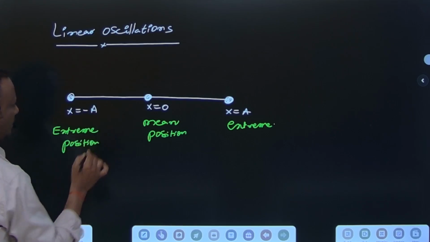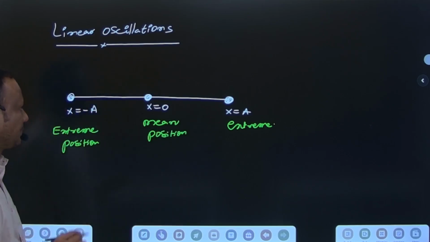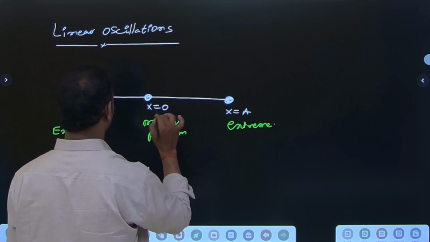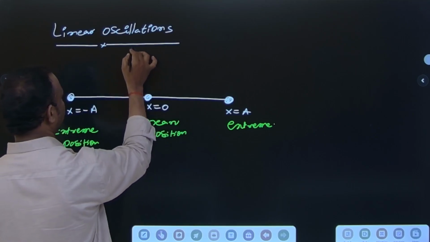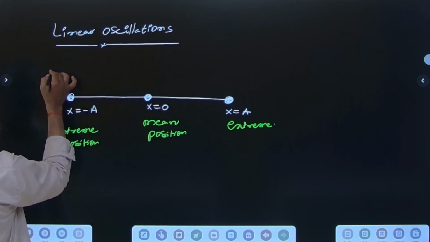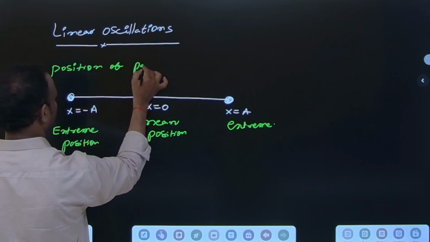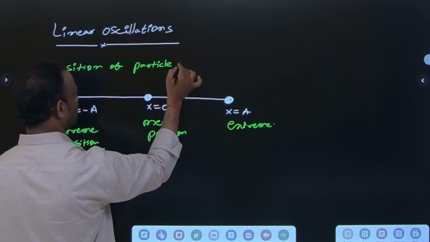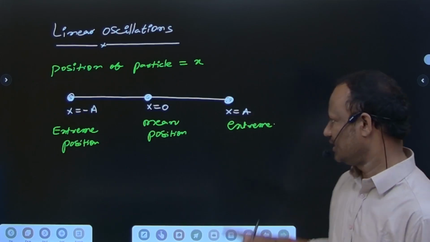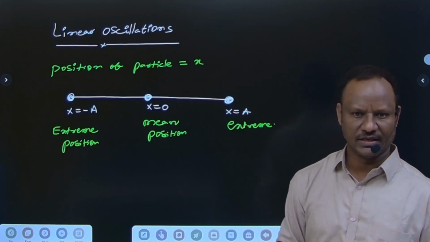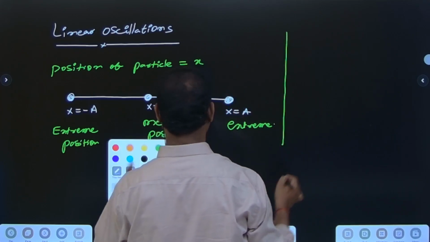Now come to the point. X equals 0, X equals A, X equals minus A. For linear oscillations, I can write the displacement of the particle, otherwise the position of the particle, as X. Why X? Because it is along the X axis. So the position of the particle is X.